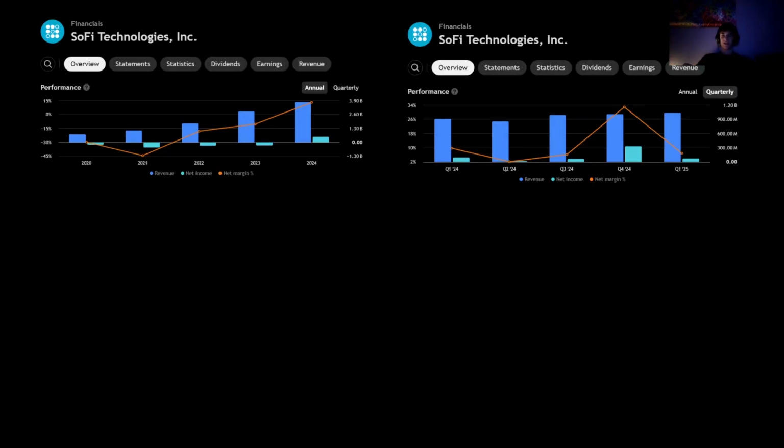I'll give a basic overview of fundamentals. It's not super in-depth. I truly think that fundamentals get really lost in the weeds and very convoluted when it doesn't necessarily need to be. So we're going to look at SoFi. This is on the TradingView Financials page, and you can look at this whenever you want for any stock, and I think it can be really helpful. If you go to the overview tab, you can see the performance and the revenue, net income, and net margin.